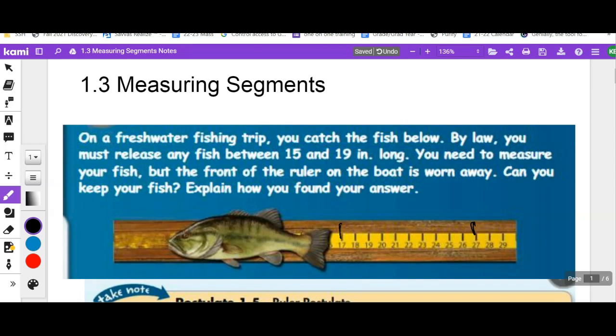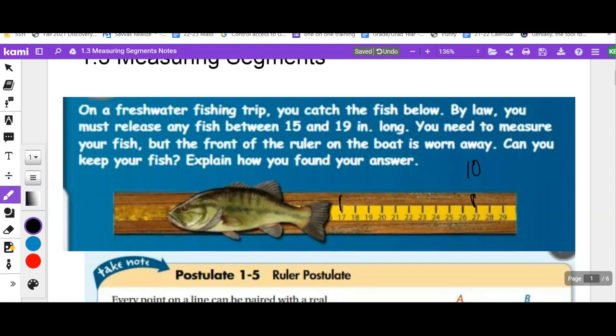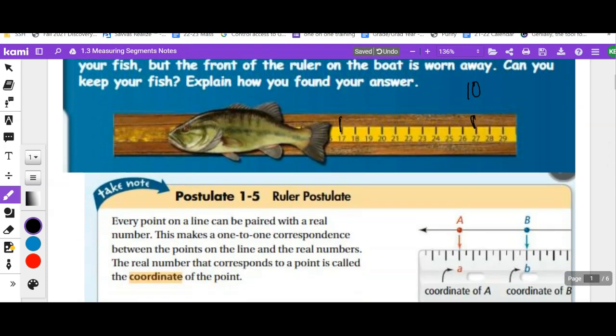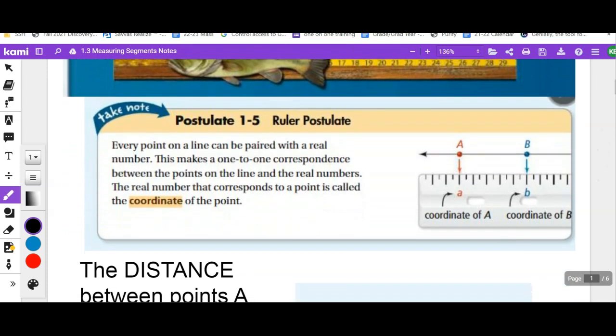Well, I can count the tick marks, 1, 2, 3, 4, 5, 6, 7, 8, 9, 10. Or I can say 27 minus 17 is 10. So that's one way of doing that. So we're not going to bother with finding the actual length of the fish. We are going to move on.